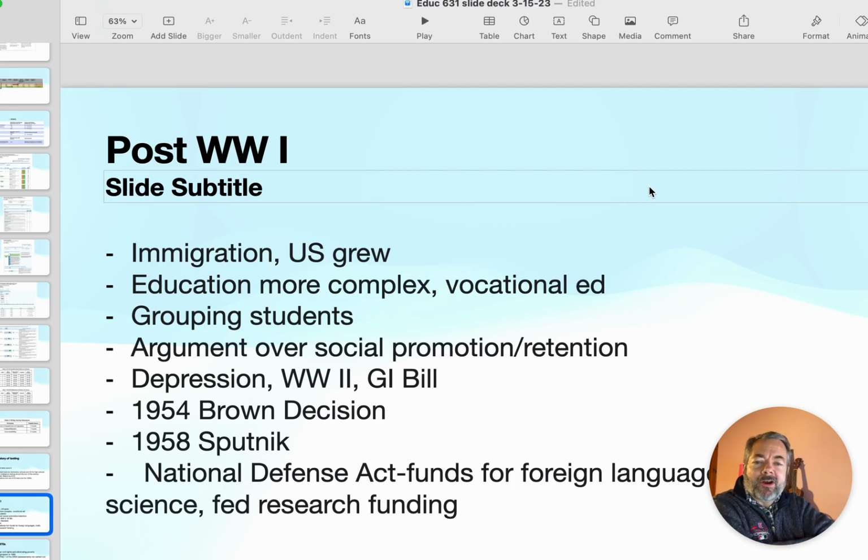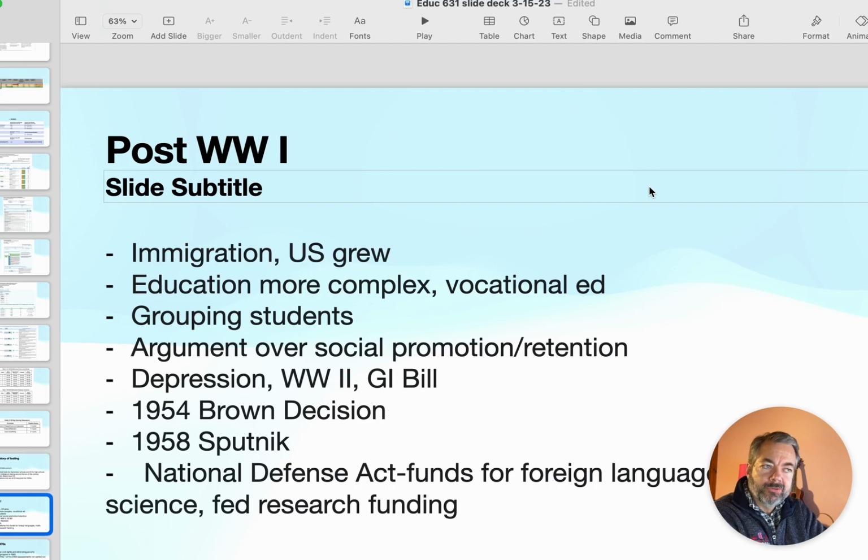There was a fair amount of argument after World War I, before World War II, which was 41 to 45, about things like social promotion and retention. We didn't do hardly any retention in those days. Kids just kind of continued year after year. Now, I'm still not a big believer in retention, but at least now we try to get kids ready, and we know if kids aren't ready to go to the next grade because we do a better job of assessing. Then came, of course, the Depression, where we were just trying to survive, as well as World War II.